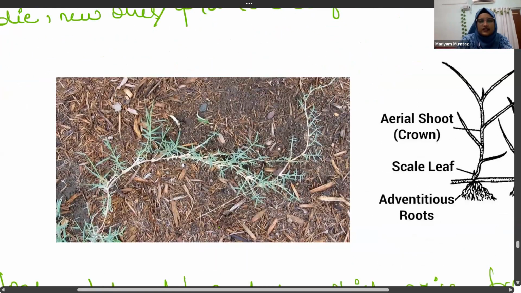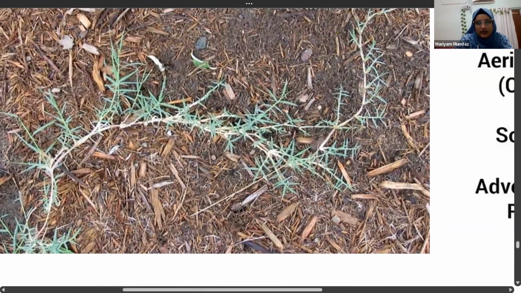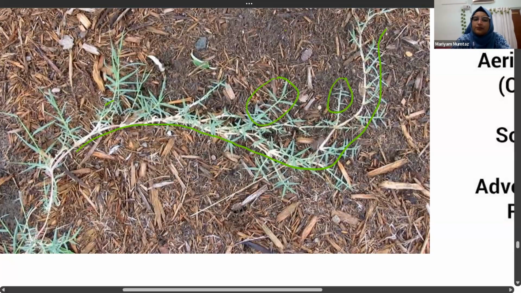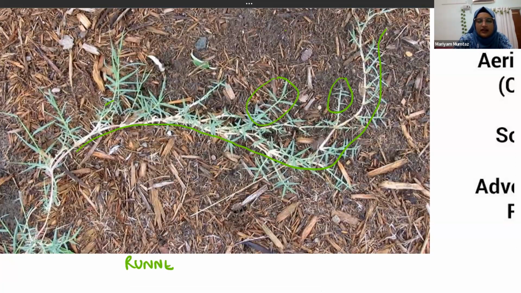Now see, do you see this white part? It is so long, isn't it? So this particular part, whenever we talk about grasses, we only see this part, isn't it? Above the ground surface, right? But these structures are known as runners. They are present in grasses and they are present in strawberries.